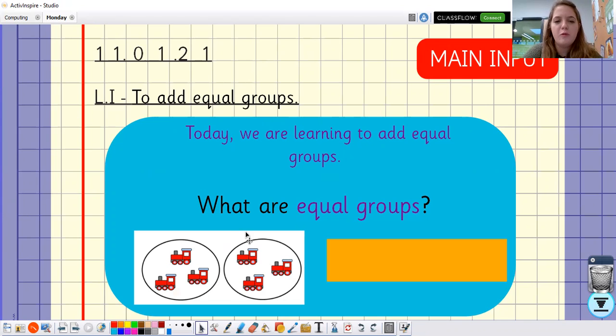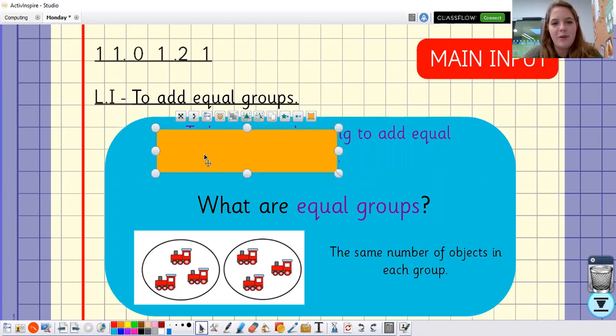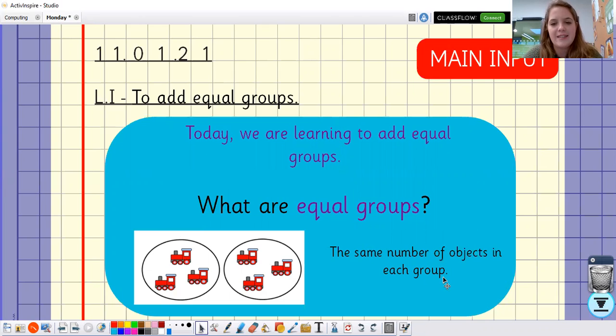So just before we begin, I want you to remind yourselves again of what are equal groups. Again, here's the picture to remind you. A quick reminder, pause the video now. What are equal groups? Okay, hopefully you can remember from last week what equal groups are. So equal groups is where we have the same number of objects in each group. We have 3 trains here and 3 trains here.